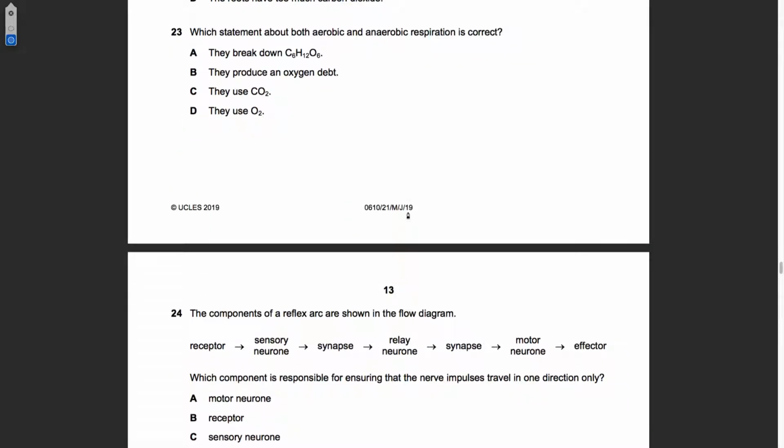23. Which statement about aerobic and anaerobic respiration is correct? They break down C6H12O6, also known as glucose. They produce an oxygen debt. They use carbon dioxide. They use oxygen. Okay, well, neither of them uses carbon dioxide, so that's nonsense. Only anaerobic respiration results in an oxygen debt. That's the lactic acid that needs to be broken down. They both use oxygen? Well, if that was the case, then anaerobic, which means without oxygen, wouldn't be anaerobic. So that's not the case. The answer is A. They both break down glucose. That's the substrate. That's what's needed to release the energy for the cell.